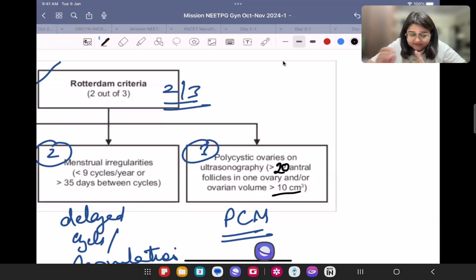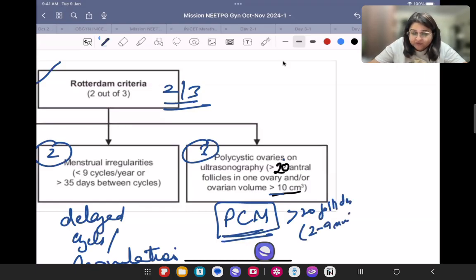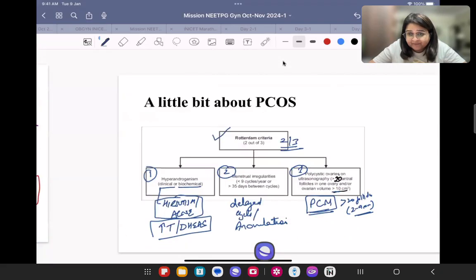But the newest guidelines say that the best way to define polycystic morphology is not the volume. You can use the volume definition, but more than 20 follicles in the ovary, and the follicle size should be between 2 to 9 millimeter.